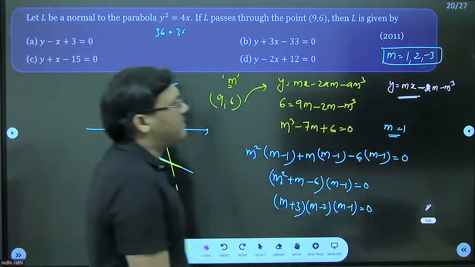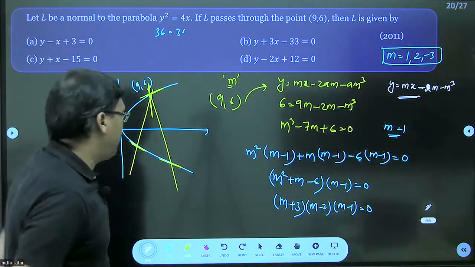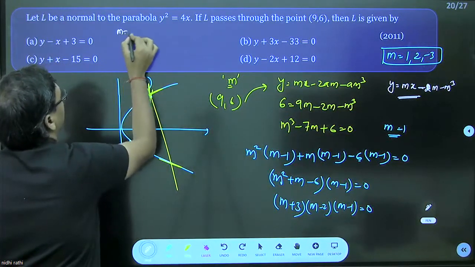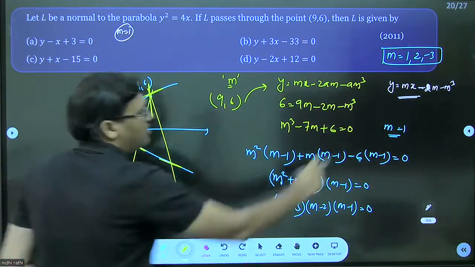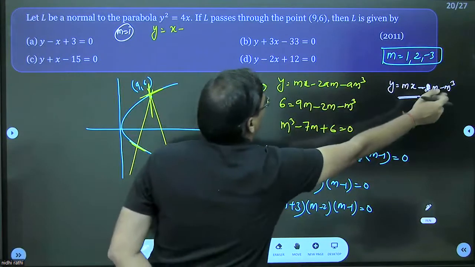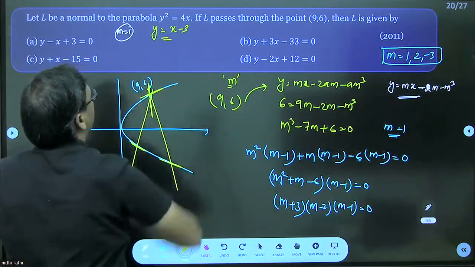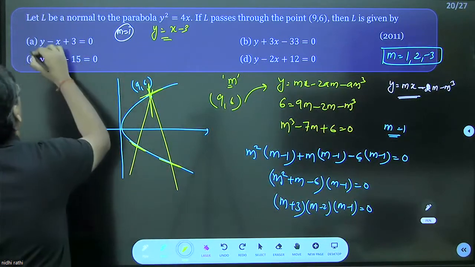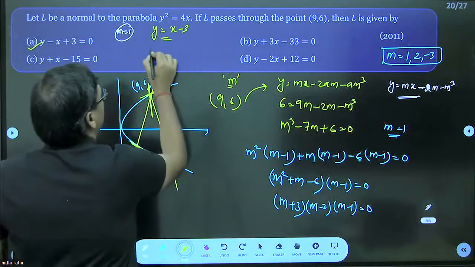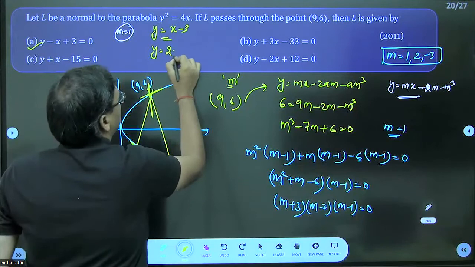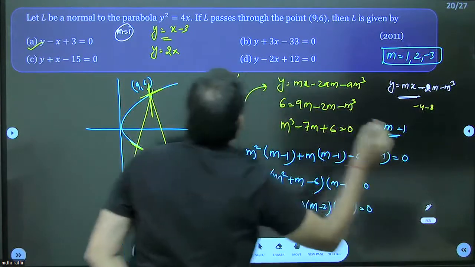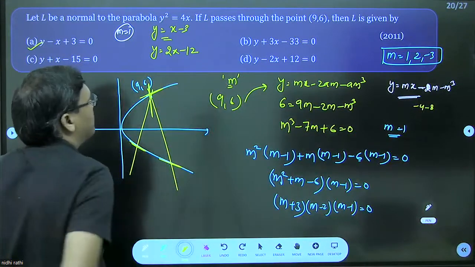Check, this is the equation. We have put the value of a. Now there are 3 possible answers. m equal to 1, so let me write it here. If you take m equal to 1, what is the equation of normal? Put m is equal to 1. This is y is equal to x minus 3, so x minus y minus 3 equals 0, that is one answer, option A. Second, if I put m is equal to 2, this is y is equal to 2x, minus 4 and minus 8. So that is minus 12. So what is the second answer?